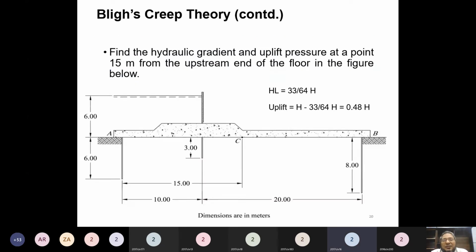Now we want to solve a few numericals using Bligh's theory. This is our problem. Find the hydraulic gradient. What is hydraulic gradient? HL over L, the creep length, sir. And the uplift pressure at a point 15 meters from the upstream end. So this is a point and the 15 meters is here. It means we are interested in finding the uplift pressure at point C, given in the figure. Okay, now we will solve this. So can you compute first HL over L?